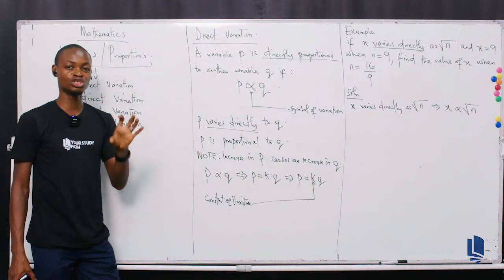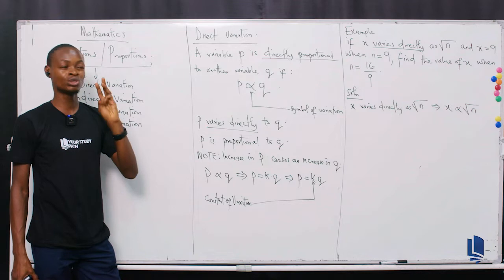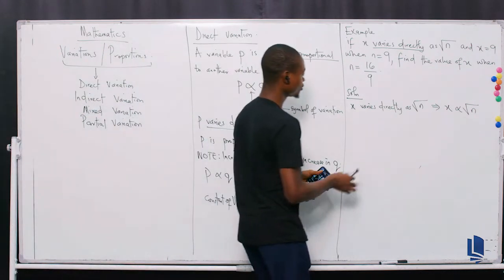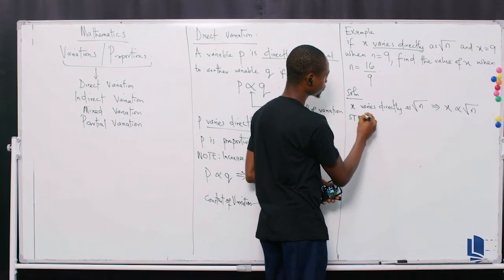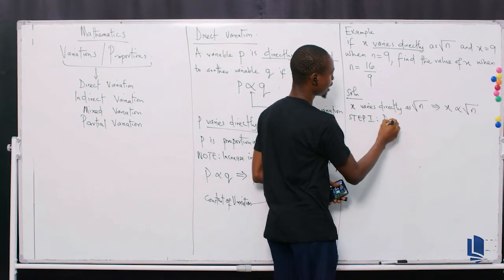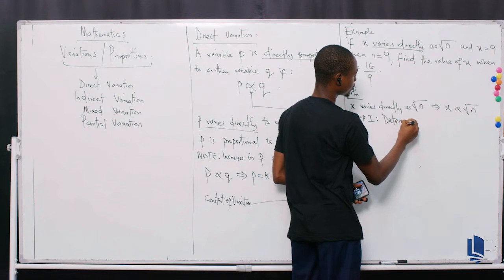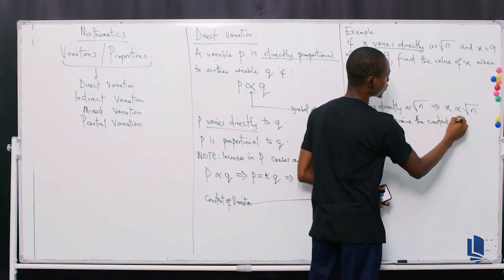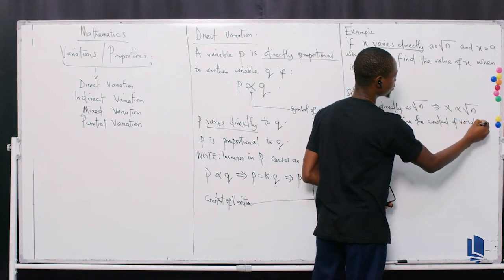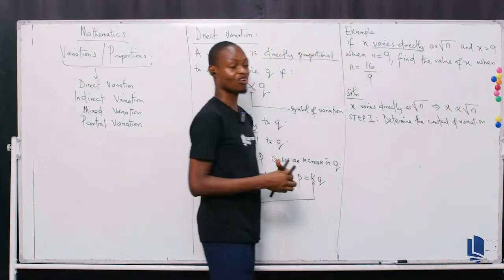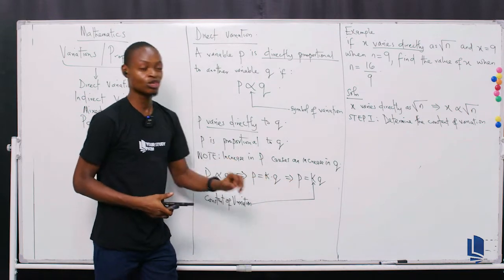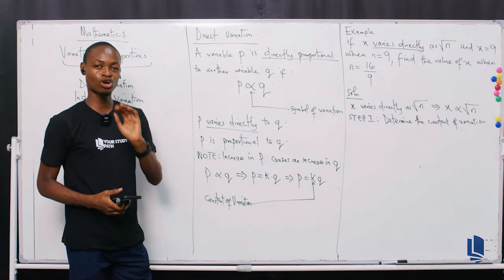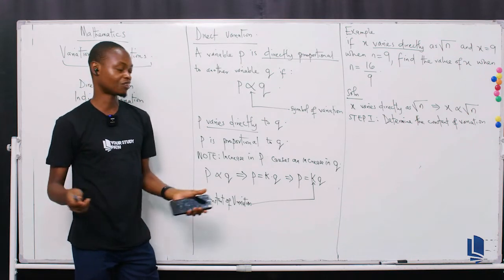How then do we proceed to solve? There are two distinct steps that you need to do. Step one is to determine the constant of variation. This is the very first thing you have to do. The moment you are able to convert into this form, your first priority is to determine the constant of variation. Once you are done, you can now move on to the next and final step.